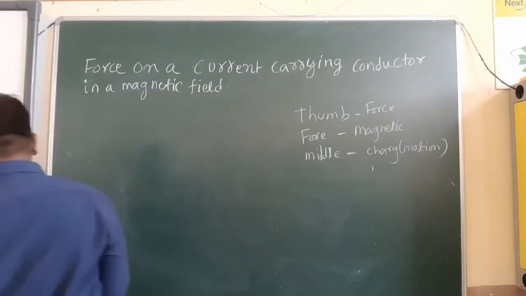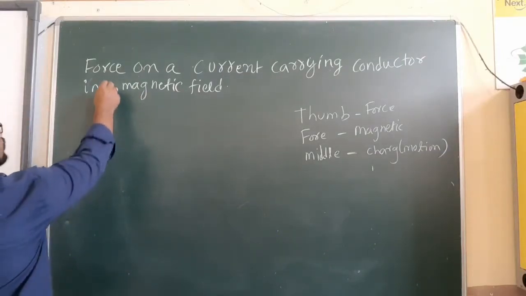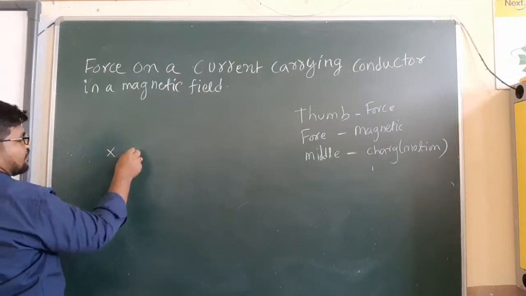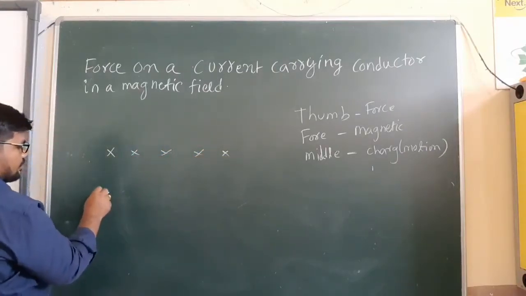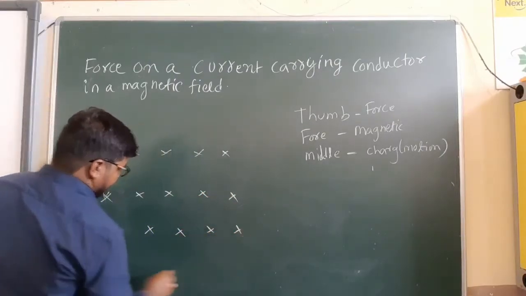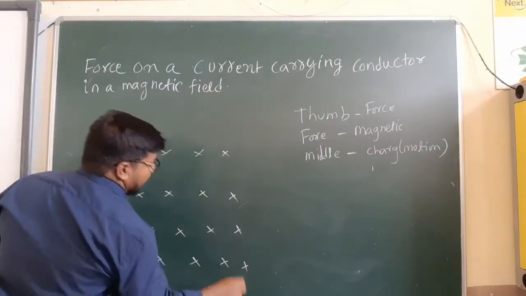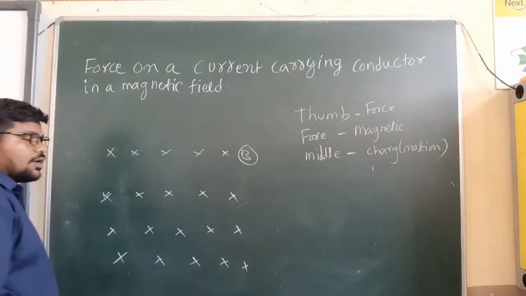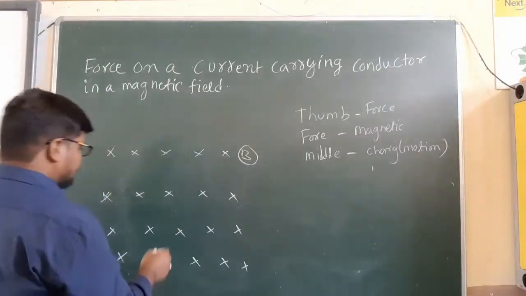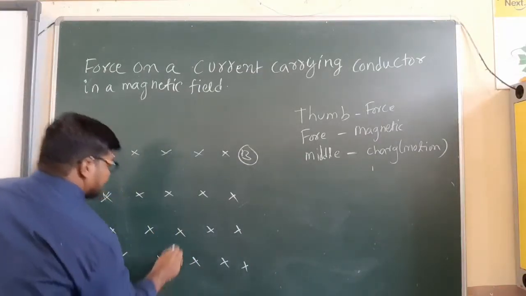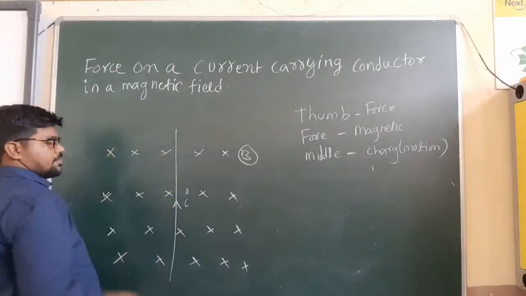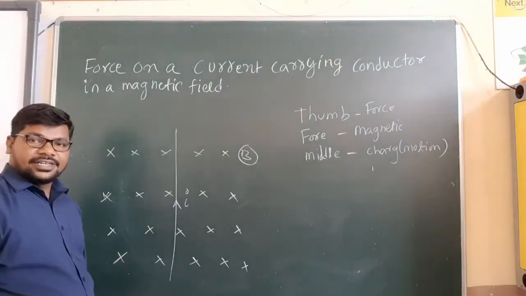So the main content is here: force on a current carrying conductor in a magnetic field. This is the magnetic field which enters into the pole. Now we have to take a charged conductor, a current carrying wire. This is the wire. The current passing through it is I, from down to up. The current is passing through the conductor I.